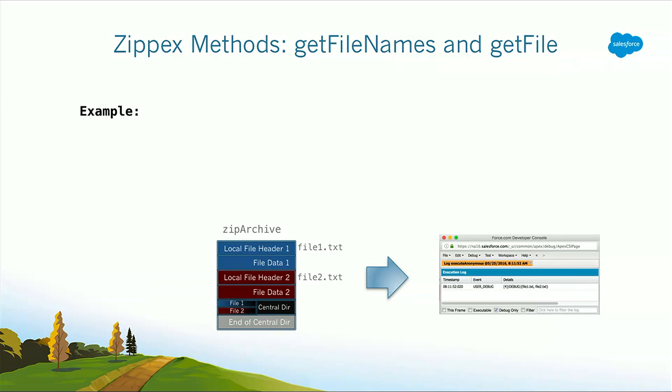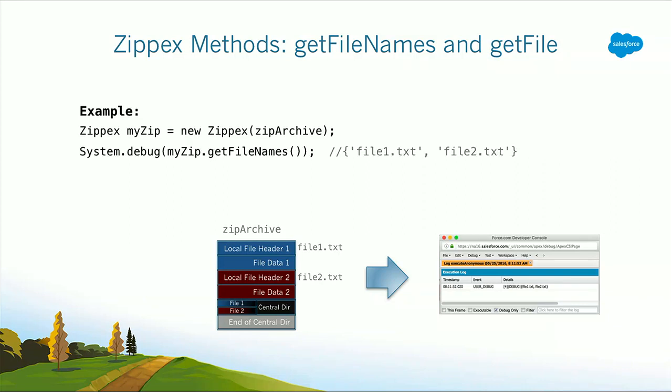So let's take a look at how to work with a zip archive that already has files in it. What you do is call this other constructor, the one that accepts a parameter, and the parameter is a blob with a valid zip archive. The next thing is to get the directory. So you call the getFileNames method, and that is going to return an array of strings. Each one of those strings is the file name of each of those files.